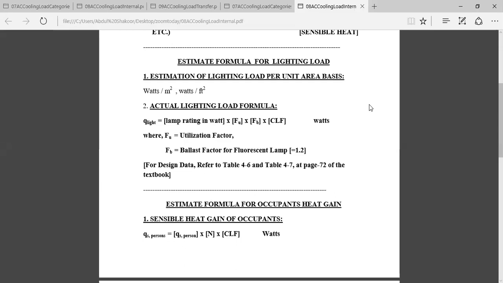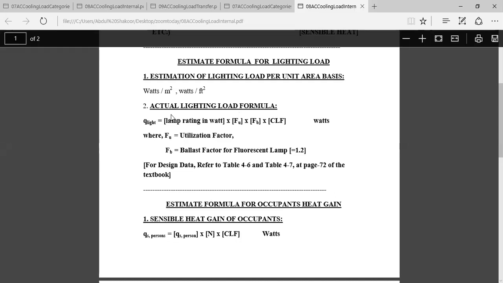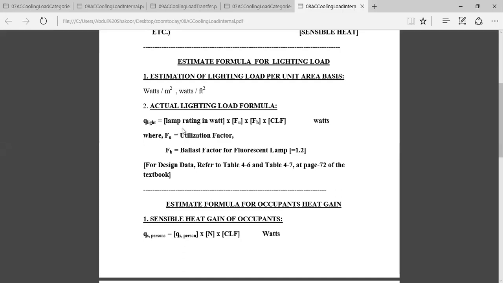Now, actual lighting loads can be calculated if you know the number of lights, how many lamps are there, and what is their wattage. Then you can calculate the actual lighting load with this formula: Q light is equal to lamp rating in watts multiplied by FU multiplied by FB and multiplied by CLF. What is FU? It is called the utilization factor. FB is called the ballast factor of fluorescent lamps.